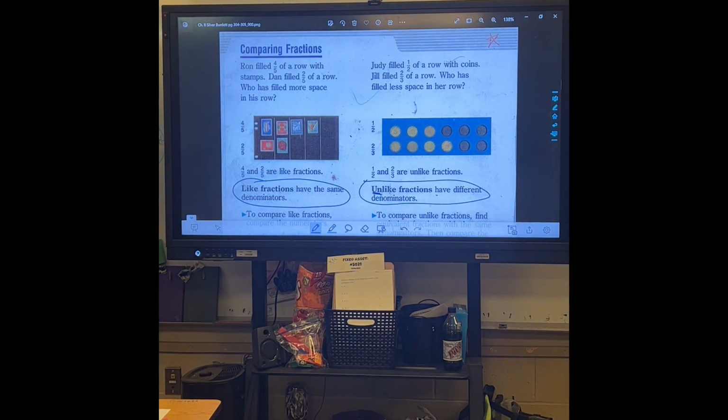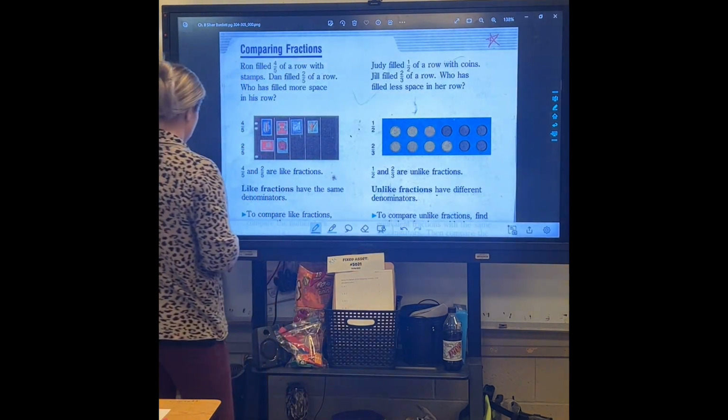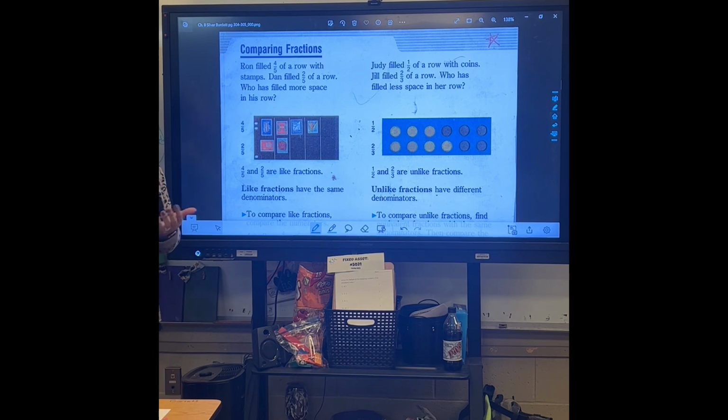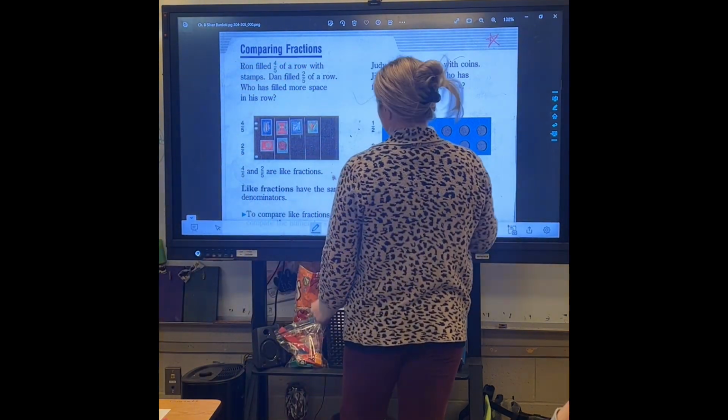That's important. Now, to compare fractions, what do you think the easiest way to compare them is, if we're comparing like fractions or unlike? Your choices are like or unlike. Like. Which one do you think is easier? Like. Which one do you think is harder? Unlike. Yep, you're right. Less of like and more of unlike.